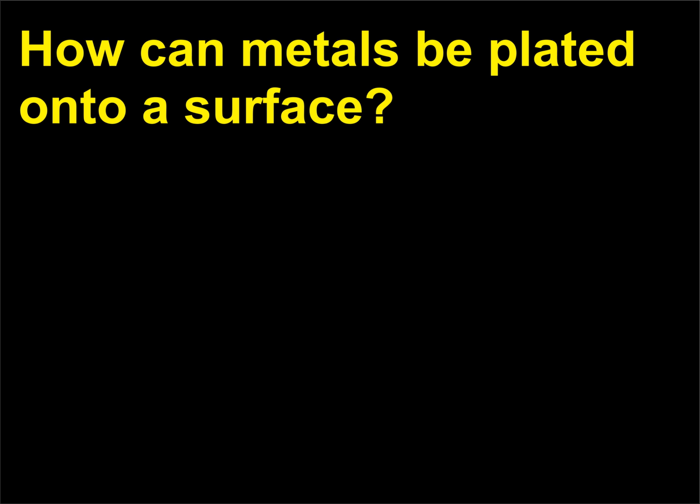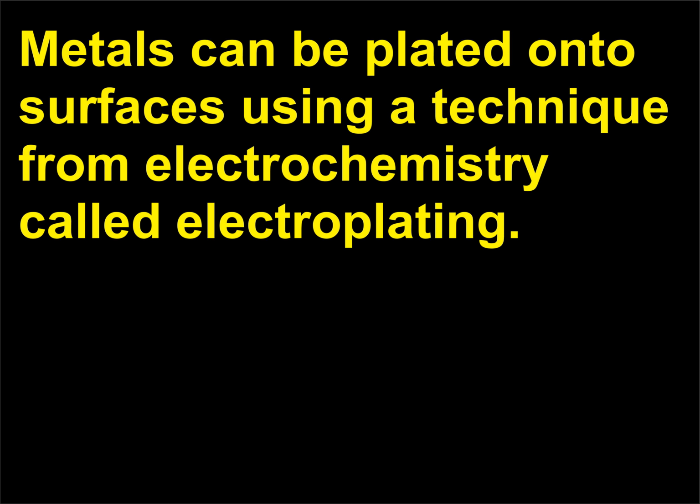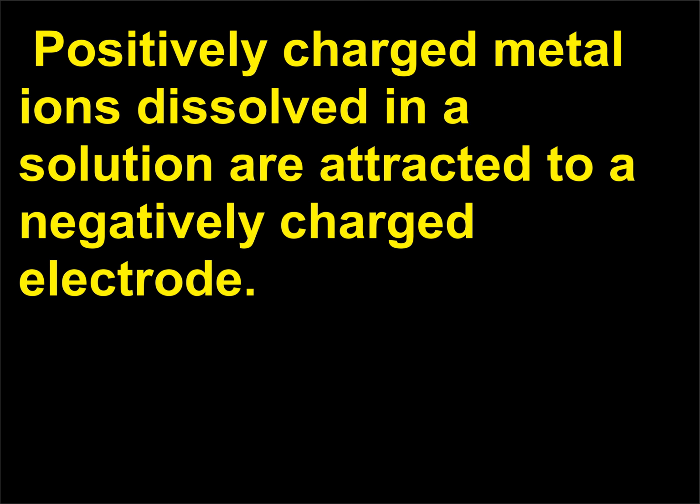How can metals be plated onto a surface? Metals can be plated onto surfaces using a technique from electrochemistry called electroplating. Positively charged metal ions dissolved in a solution are attracted to a negatively charged electrode.